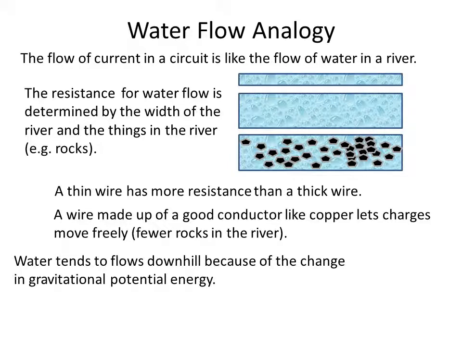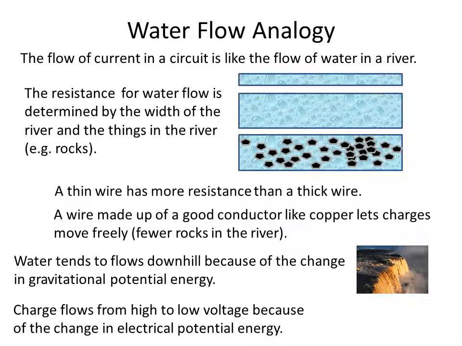Water tends to flow downhill because of the change in gravitational potential energy. Imagine a waterfall. Charge flows from high to low voltage because of the change in electrical potential energy. Here we show a little circuit which has a battery, and going from the minus to the positive side of the battery, there's a big step up in potential energy. So the current likes to flow from the positive side of the battery to the negative side of the battery.